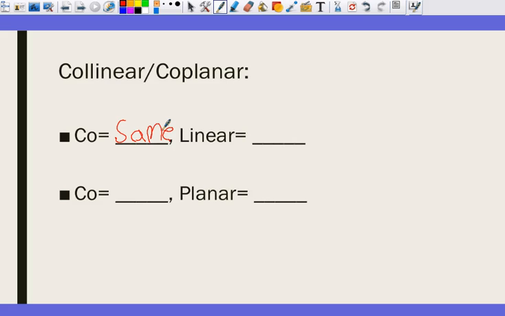Right there. Line. Means line. And I want you to fill in the other 2 blanks. Co means same. It's getting bigger and bigger. Now it's getting smaller. Planar means plane.